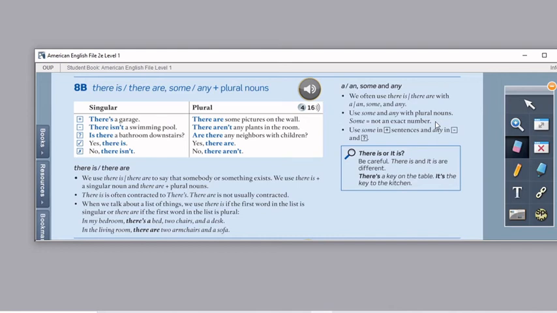Hi, on page 138, we have file 8, letter B. There is, there are, some, any, plus plural nouns. Look, we have a chart. On the left, we have singular and the visual representation of the affirmative, negative, interrogative, and its answers. And the plural also in the same forms. Listen and compare. Pay attention to the blue words.